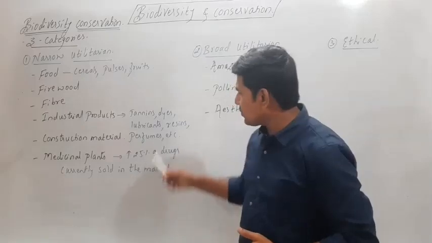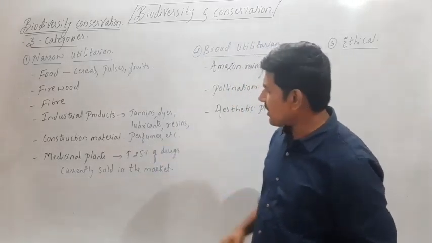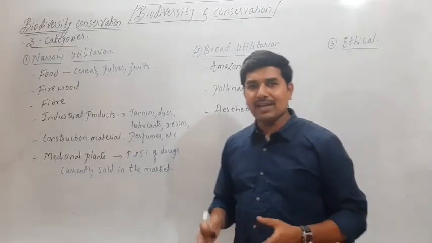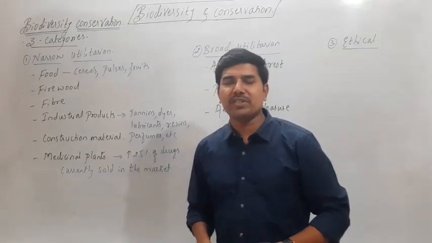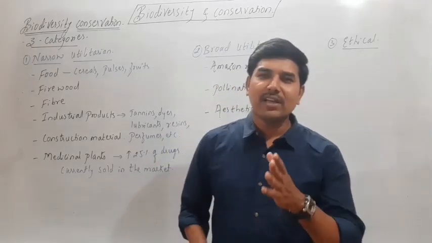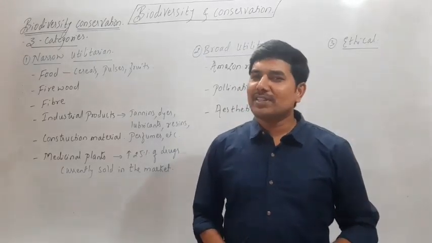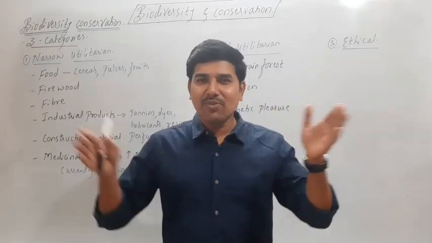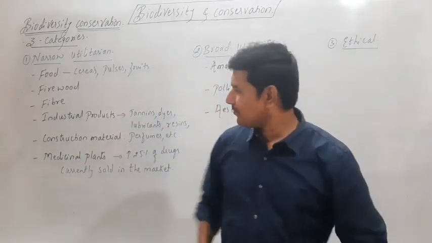So tannins can be used, even dyes, coloring agents, then lubricants, it is extracted from the plants, even resins, gums, then even the perfumes, like the sandal perfume which is obtained from the sandalwood plant. So in this way we are cultivating these plants in large scale, but species richness is only one. That's why it is considered under narrow utilitarian reason.